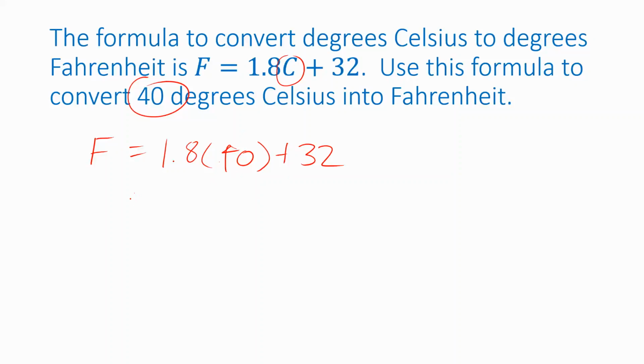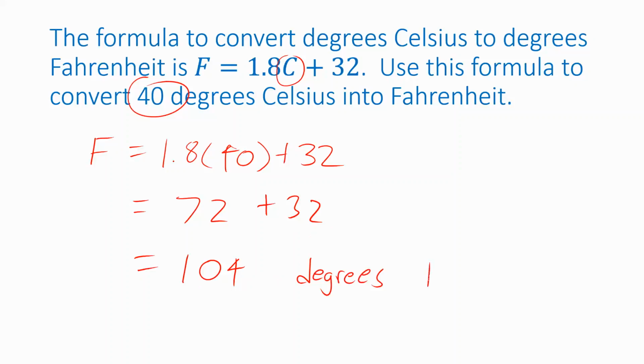Alright, so let's simplify this. 1.8 times 40 is 72. And then 72 plus 32 is 104. That means if we have a temperature reading of 40 degrees Celsius, it's equivalent to a temperature reading of 104 degrees Fahrenheit.